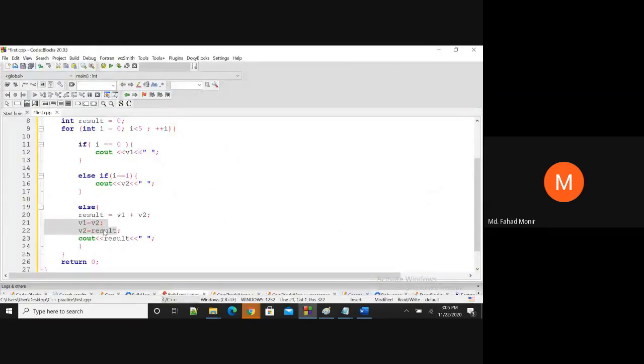So exactly that is what we have. That is, result equal to, or r equal to what? v1 plus v2, then v1 equal to v2 and v2 equal to result.